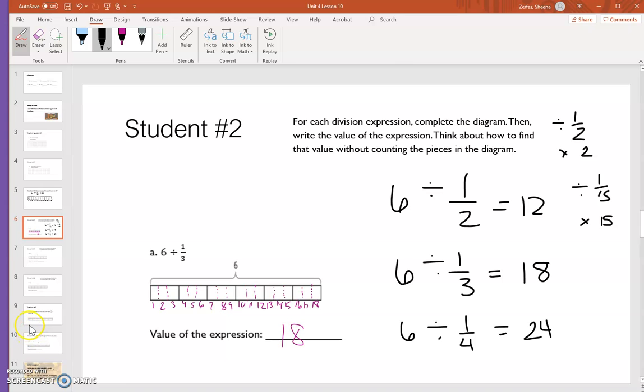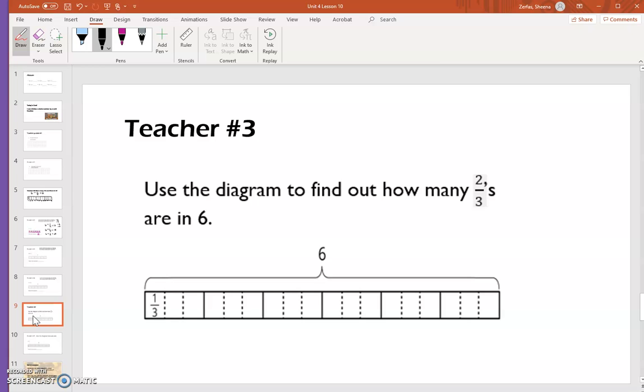Let's see how this works if we have a non-unit fraction. Okay, so this question is going to ask me to divide 6 by 2/3. And to do this, if I could use the rule that I just came up with, I would predict, again, 6 times just the denominator. My prediction is 18. But let's see if that's true based on this diagram.